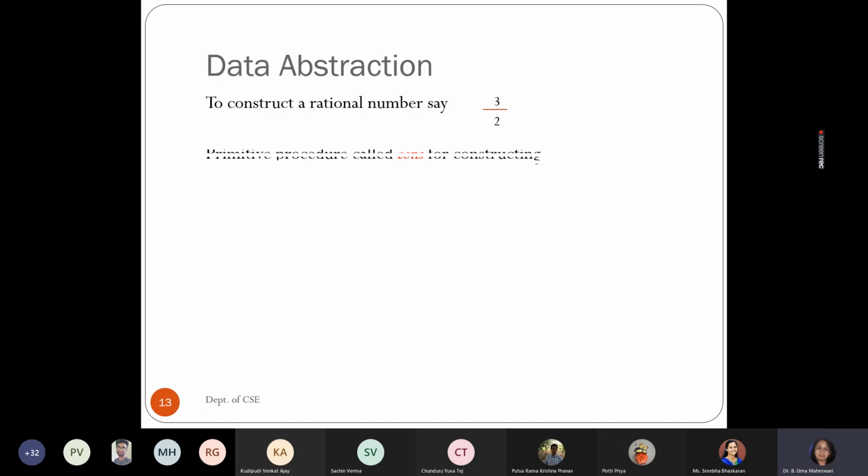So we already know some concepts like constructing the pair by using the cons procedure, right? So shall we apply the cons procedure for constructing a rational number? That is a question mark. By using cons, can we create a rational number? Students?